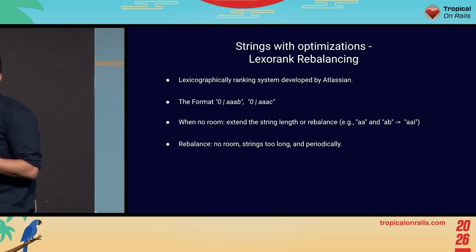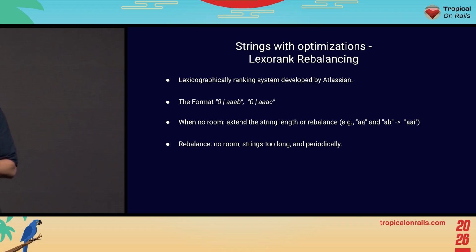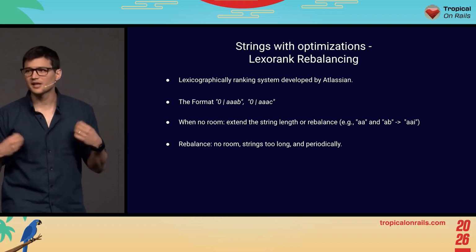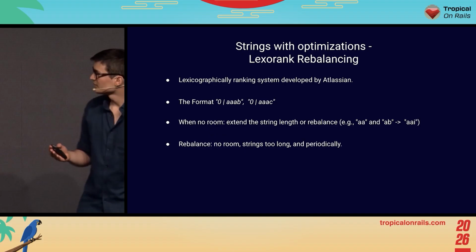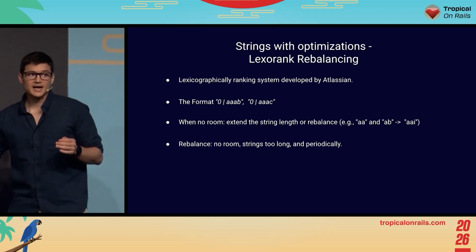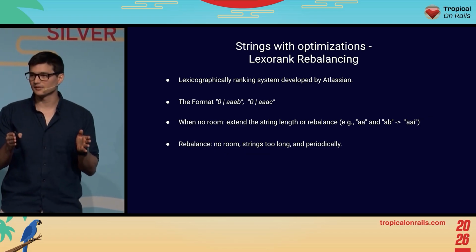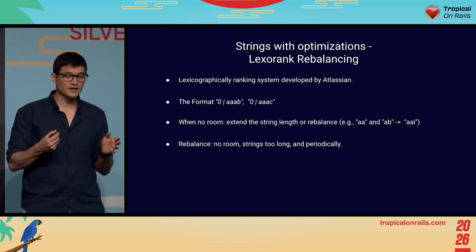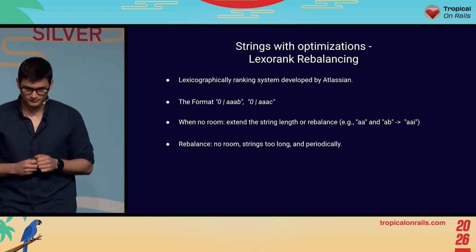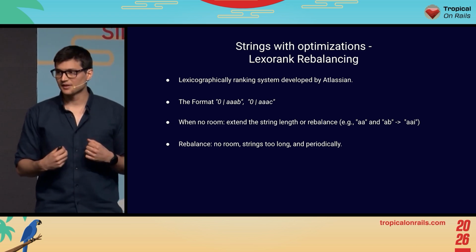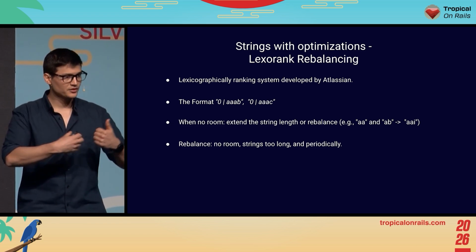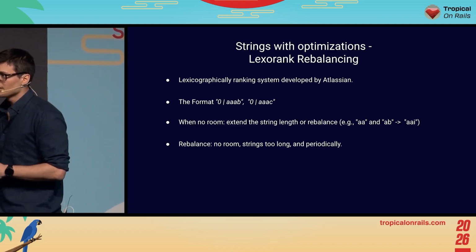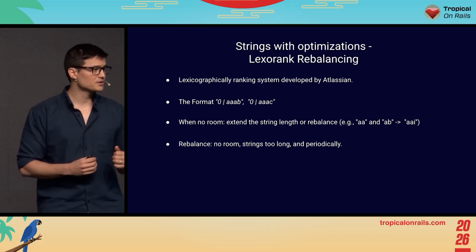When there is no room between the elements, I have a couple of options. First is to rebalance, or the other is to append a new character to the new element. See the following example. I have AA, AB, and I want to insert in the middle. I choose AA and N. N is the middle of the alphabet. The rebalancing is also done when there is no room and the strings are too long, or periodically, when the system load is low, and we can rebalance my list without affecting the users.